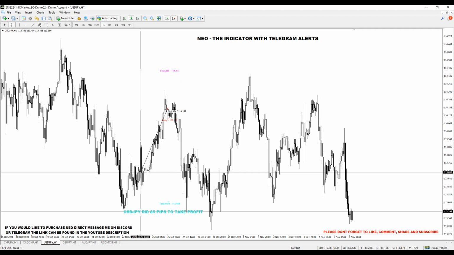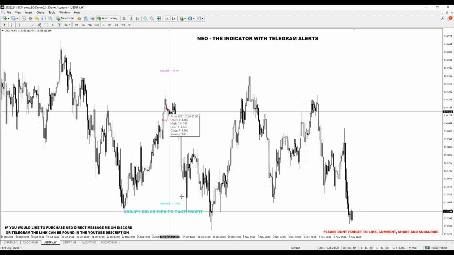And then there was another one that appeared later on, which was over here. And this one did manage to hit take profit. It hit take profit, and then it managed to go about 85 pips all the way down. So it even went more than that, to be fair. It went almost 90 pips all the way down. So that was great. That was a nice clean trade.